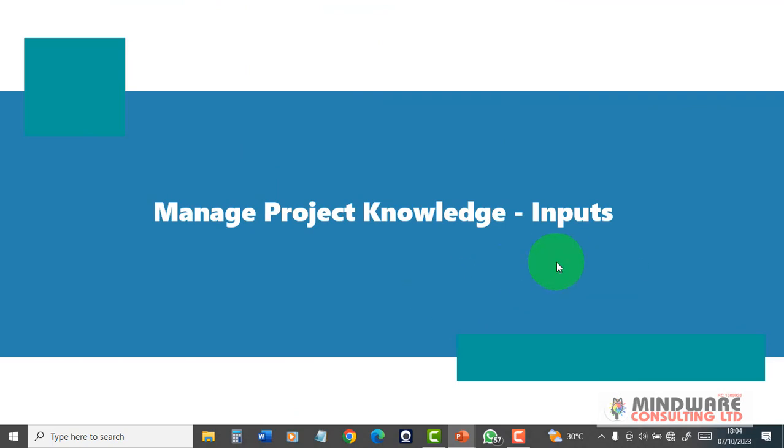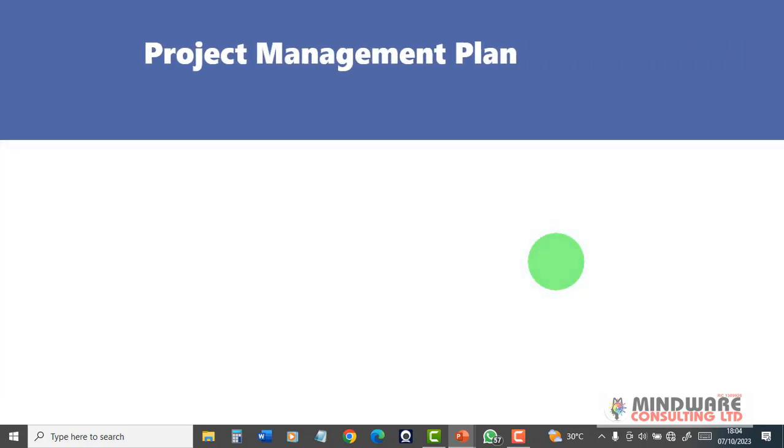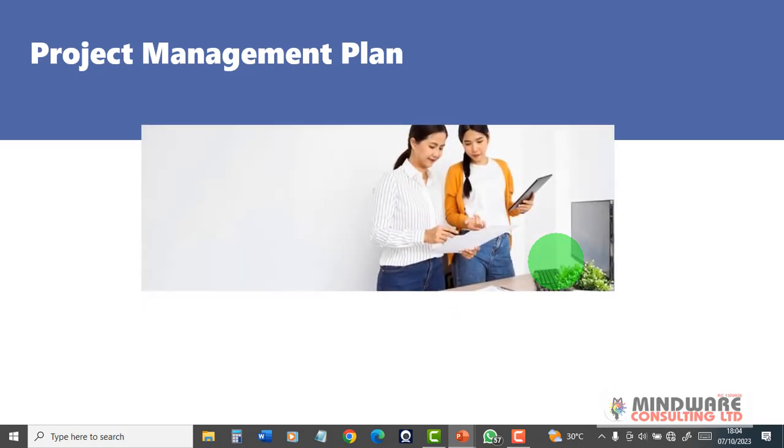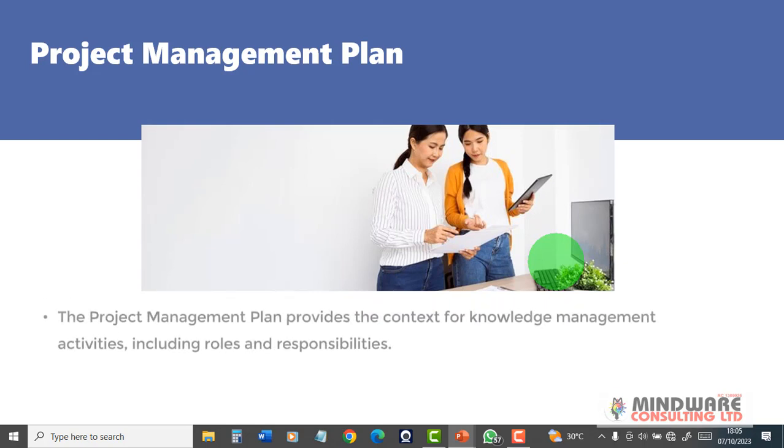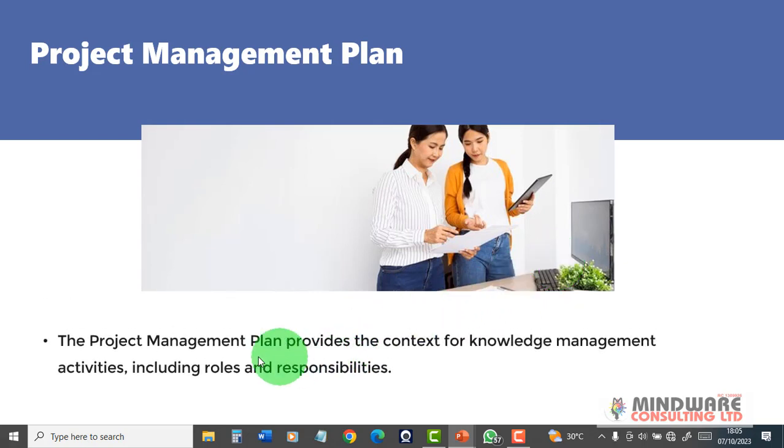So starting with the inputs, let's look at some of the inputs that we require in this process. Now here we have it again. The first one is the project management plan. Now, like we've seen before, this plan provides the context for knowledge management activities, including roles and responsibilities. So the project management plan, of course, gives us a basis for how we are going to manage the knowledge, all right, going through the whole project.